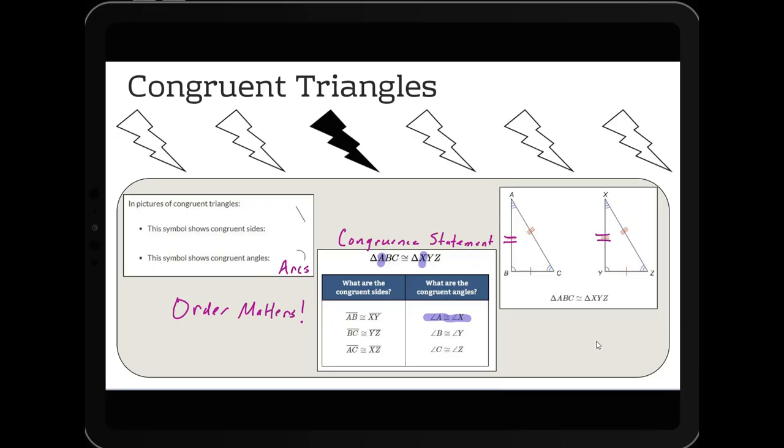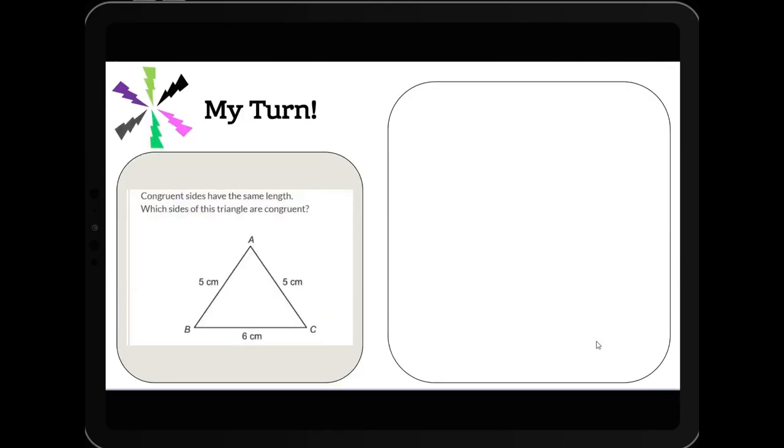The reason we want to do that is because we ultimately want to prove that triangles are in fact congruent. We want to make justifications for that. So please be aware that the order does matter when you write a congruent statement, and we use this type of notation to represent when corresponding parts of the triangles are congruent to each other. With that being said, let's take a look at a practice problem.